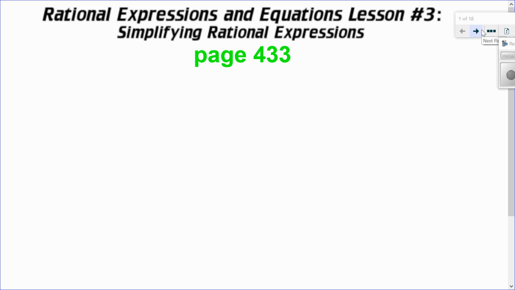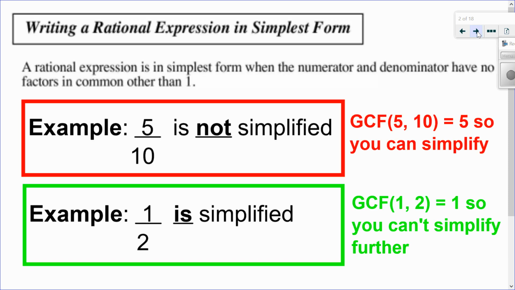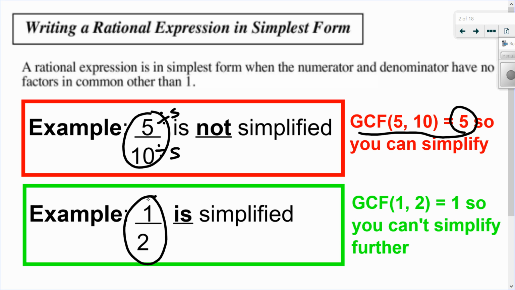Before we start talking about how we simplify rational expressions, let's go back to something we all can visualize, which is numbers. When you were first dealing with fractions, we always told you to put them in lowest terms. What that means is that I don't want the numerator and the denominator to have a common factor other than 1. For example, 5 over 10 is not simplified because 5 and 10 have a greatest common factor of 5. So I can simplify that further. I could divide the numerator by 5 and the denominator by 5 to get 1 over 2. 1 over 2 is simplified because the GCF of 1 and 2 is just 1.